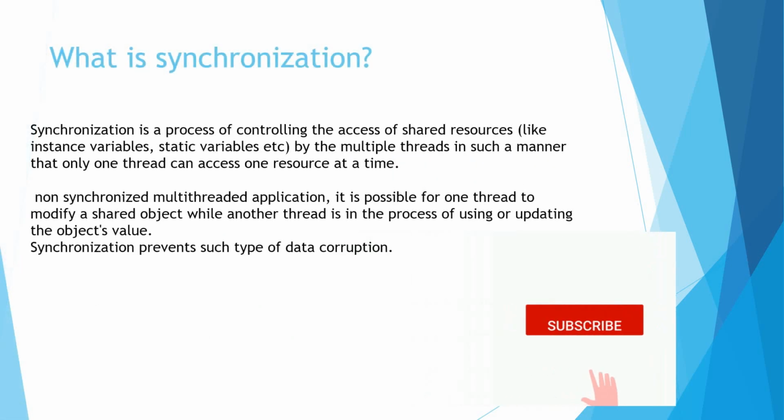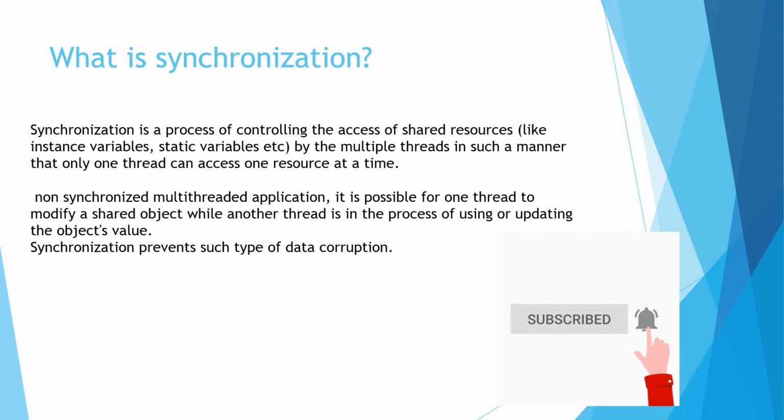So what is synchronization? We might have heard about a lot of processes having synchronization in our day-to-day life, but in computer language, synchronization is a process of controlling the access of shared resources like instance variables, static variables, etc. by multiple threads in such a manner that only one thread can access one resource at a time. In non-synchronized multi-threaded applications, it is possible for one thread to modify a shared object while another thread is in the process of using or updating the object value. Synchronization prevents such a type of data corruption.